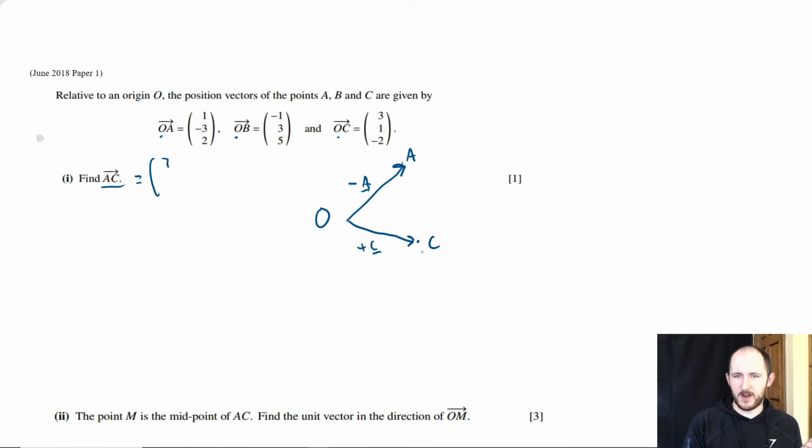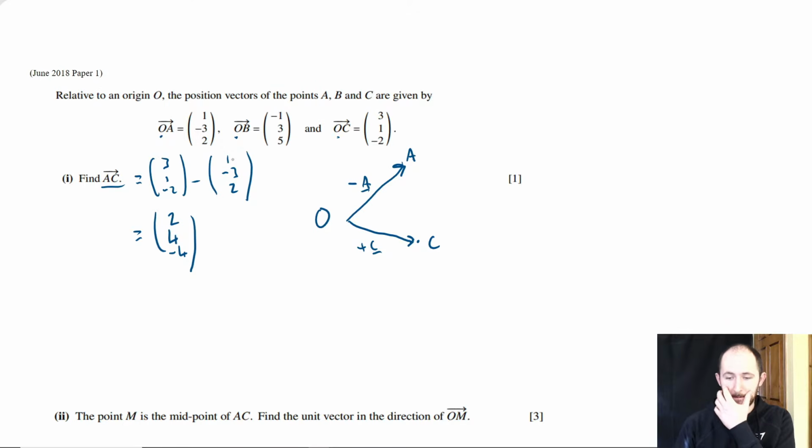So we have (3, 1, -2) subtract (1, -3, 2). Again, beware of the signs. When you subtract vectors, you literally just subtract the components. So 3 minus 1 gives me 2. 1 minus minus 3 gives me 4. And -2 minus 2 gives me -4 for that question.